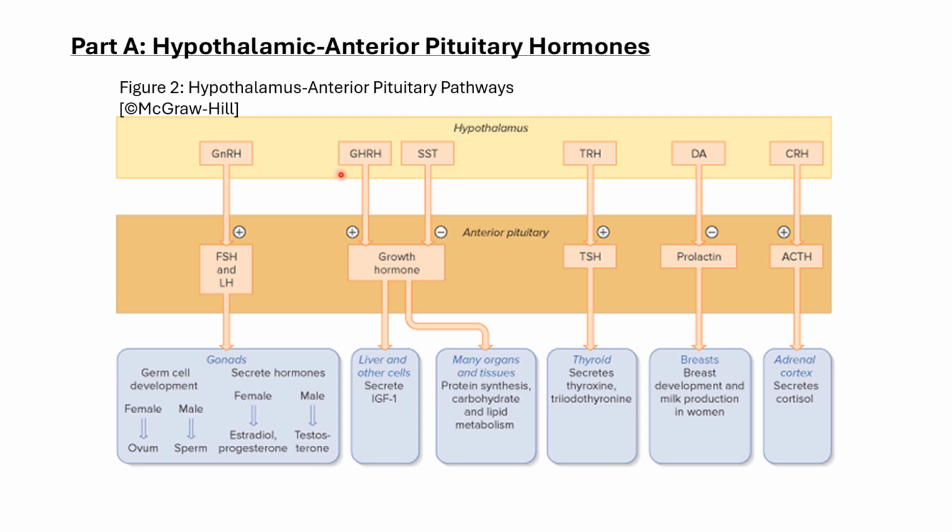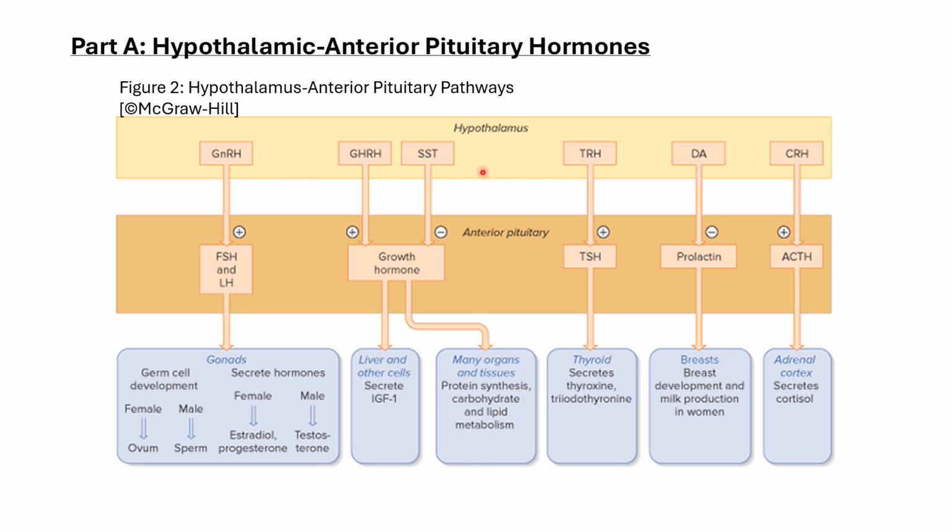So this growth hormone releasing hormone is released into the blood in the hypophyseal portal system. It goes to the anterior pituitary. In the anterior pituitary, it causes the stimulation and release of growth hormone. This growth hormone then goes to the target organs, because these target organs have specific receptors for the growth hormone, and it causes its effects.